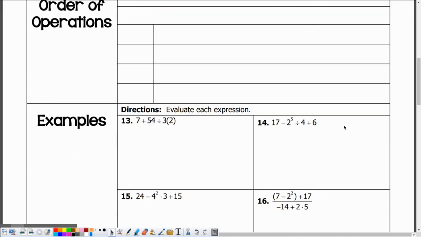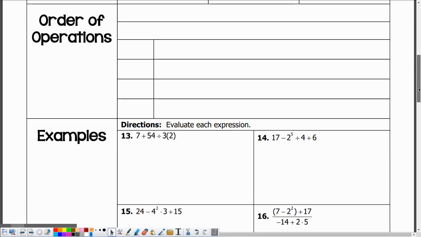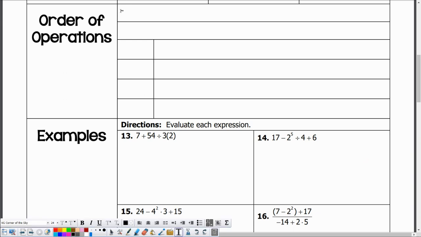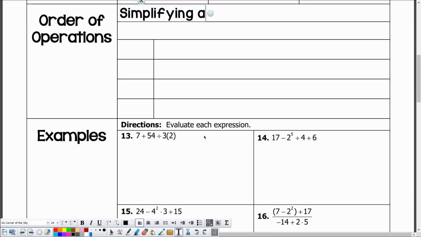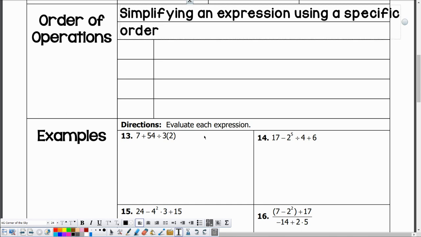And now we're going to scroll down. So the order of operations is next. And we're going to just review what this is. So the order of operations is a process. It's when you're simplifying an expression using a specific order. So we are simplifying an expression and we're using a specific order.